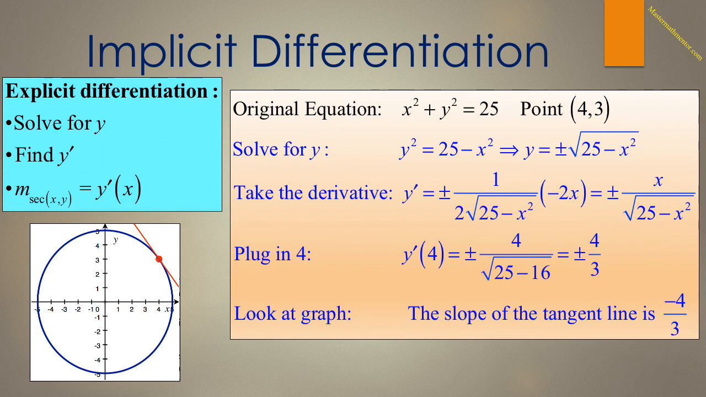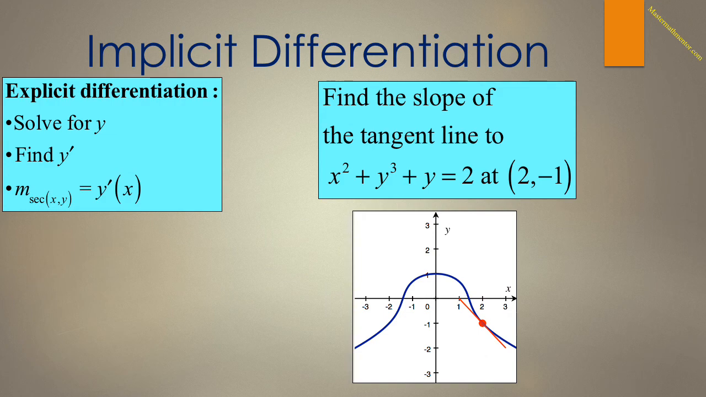This technique is technically called explicit differentiation. To differentiate an expression explicitly, we first solve for y. Then we find y prime. And finally, to find the slope of the tangent line at the point (x, y), we simply plug in x, meaning we find y prime of x. The issue with that, as we've just seen, is that we may have to rely on the graph to determine whether the answer is positive or negative.